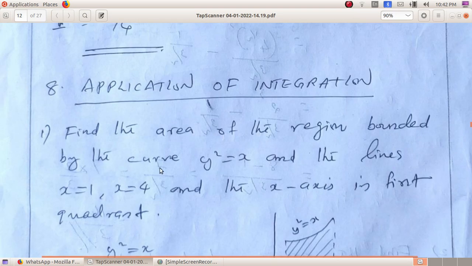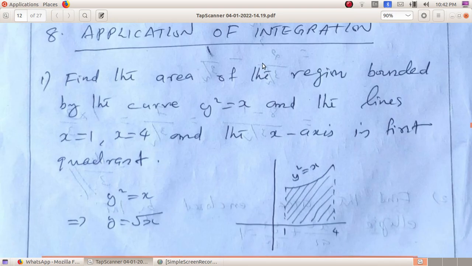Then its applications. Find the area of the region bounded by the curve y square equal to x and the lines x equal to 1, x equal to 4 and the x-axis in the first quadrant. So we are drawing the first quadrant, and this is the curve y square equal to x from 1 to 4. Suppose this point is 1, 2, 3 and this is 4. So area under the curve means this part. Y square equal to x, then what is y? Root x.